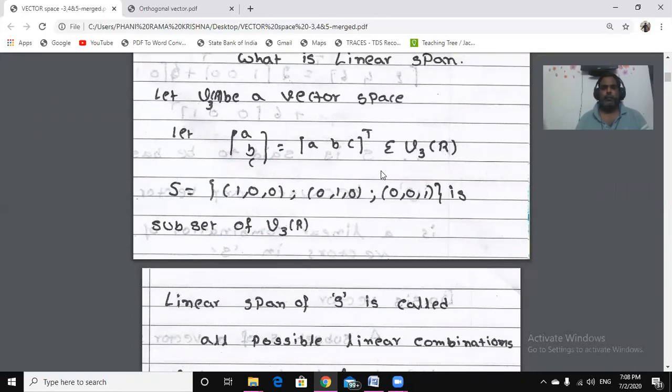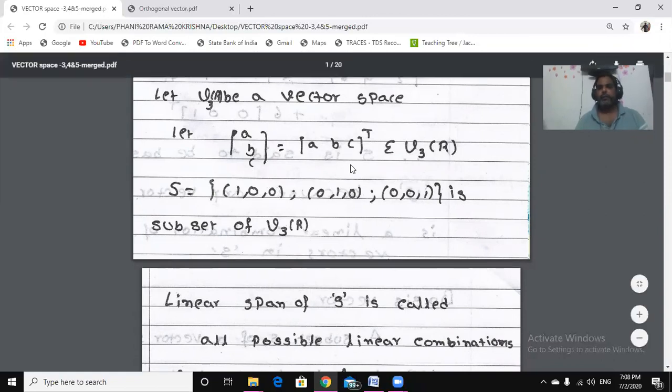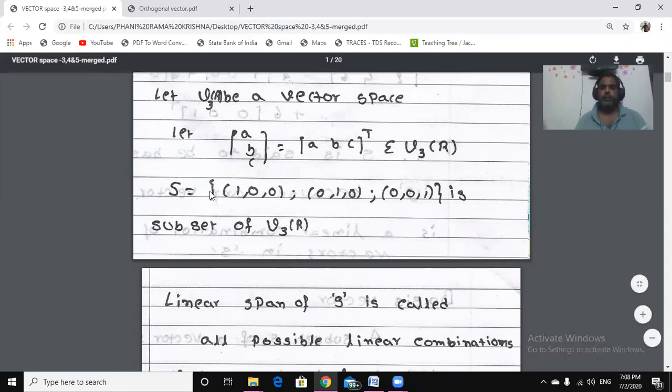One subset of this vector space is S = {(1, 0, 0), (0, 1, 0), (0, 0, 1)}. It contains three dimensions, and this is one vector, two vectors, three vectors. So it is a finite subset of this vector space. This finite subset is said to be a basis of the vector space because I can generate any vector in this vector space as a linear combination of these three vectors in the subset S.